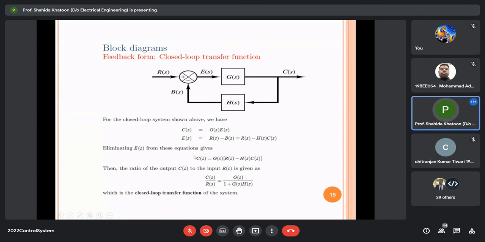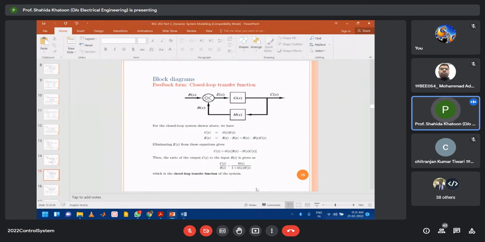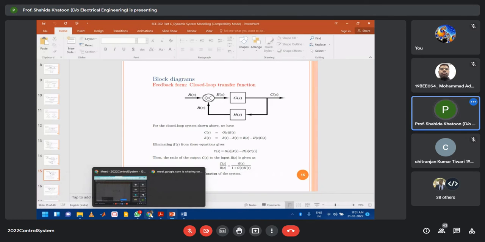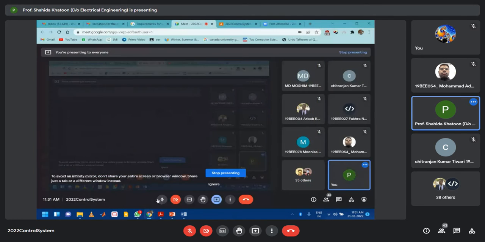So you can take this C(s) on this side and take C(s) common. So C(s) upon R(s) becomes G(s) upon 1 plus G(s)H(s), which is the closed loop transfer function of the system. Please note down this. This is a very, very important derivation, and this is the derivation which you will be encountering for most of the control systems.